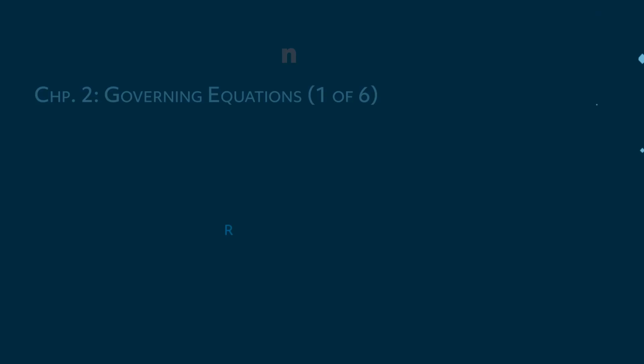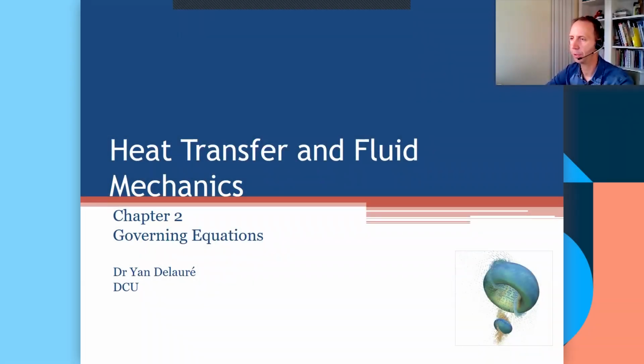In this chapter, we look at the governing equations of fluid mechanics. So that would be chapter 2. And you will see that every year, the first question of the exam has one part on the derivation of the governing equations. The full governing equations are called Navier-Stokes equations for fluid dynamics, and they are a little bit lengthy to derive from first principle.